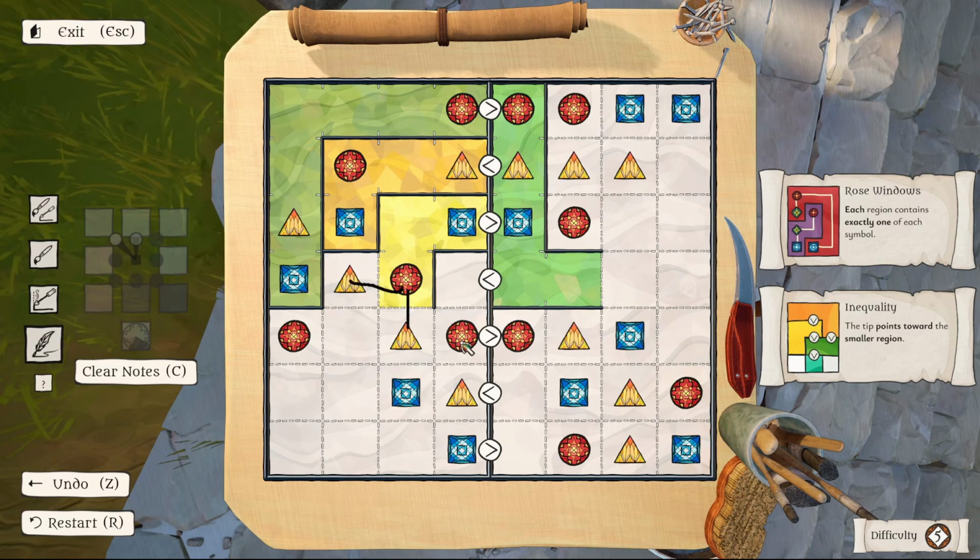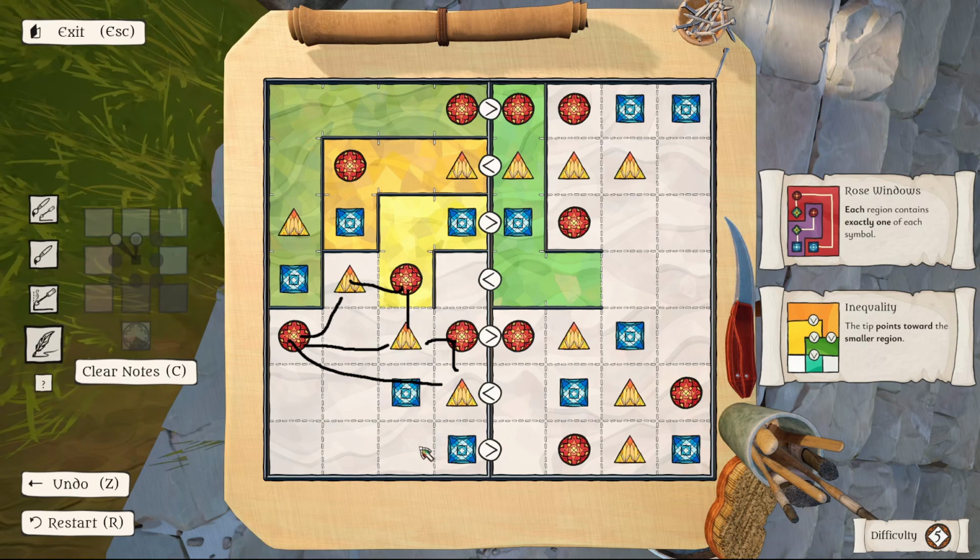This red could have either of these. This red could have either of these, or even that one. What about the blues? This blue could have this yellow and that red. That would then be its only option.